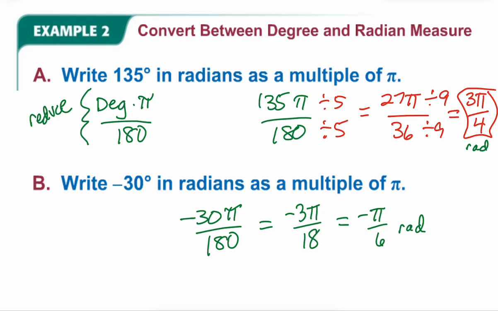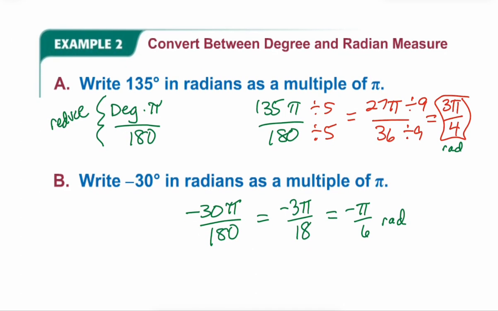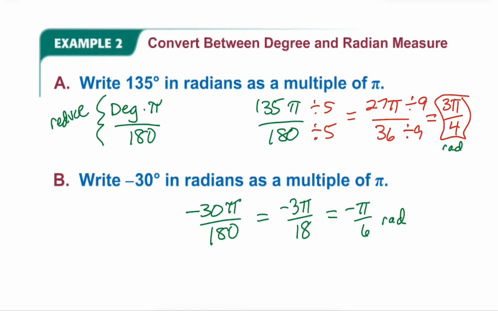So that's how we take a degree and turn it into a radian. Not a bad process. To take a degree and make it a radian, tack on a pi, put it over 180, reduce. That's what you do every time, okay? And it doesn't matter whether it's positive or negative. I'll discuss what the negative means eventually. But for now, tack on a pi, put it over 180, and reduce. Any questions about example 2A or B?